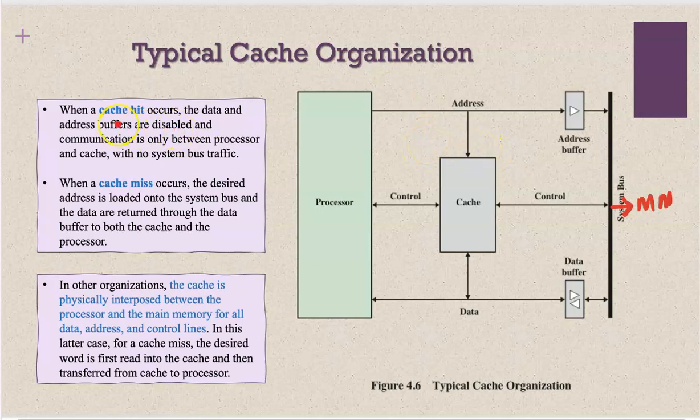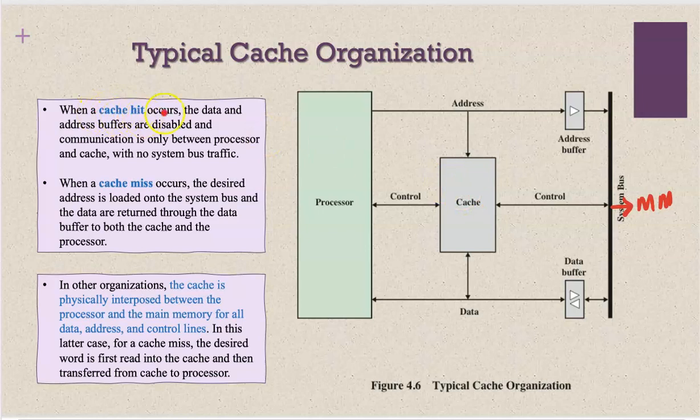So here, a cache hit occurs when the CPU requests a read from the cache and the cache has it. This is what cache hit means. And then we have another term, which is cache miss. When the CPU asks for a read from the cache and the cache does not have the read address that the CPU wants, this is considered a cache miss.